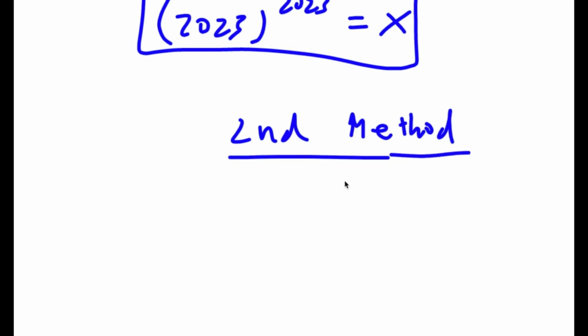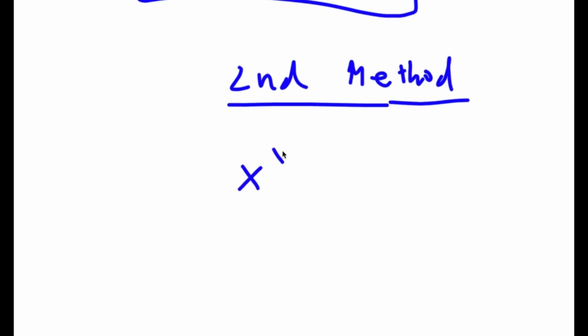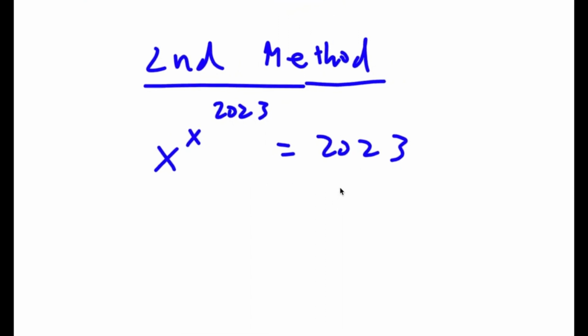So my second method is, well, remember our original equation was x to the power of x to the power of 2023 is equal to 2023. Now, if x to the power of x to the power of 2023 is equal to 2023, well, we have a 2023 right here, right?